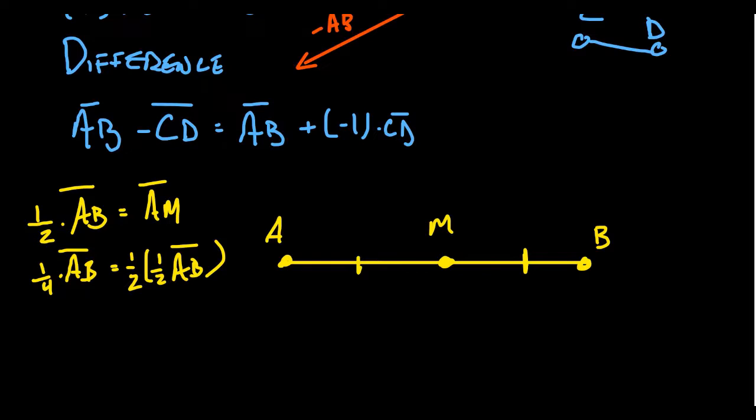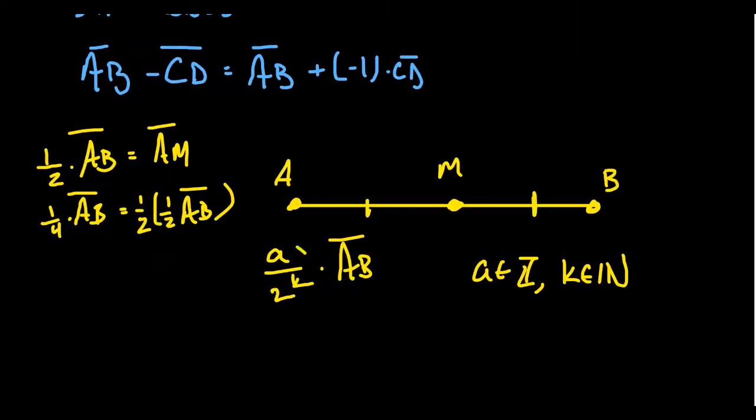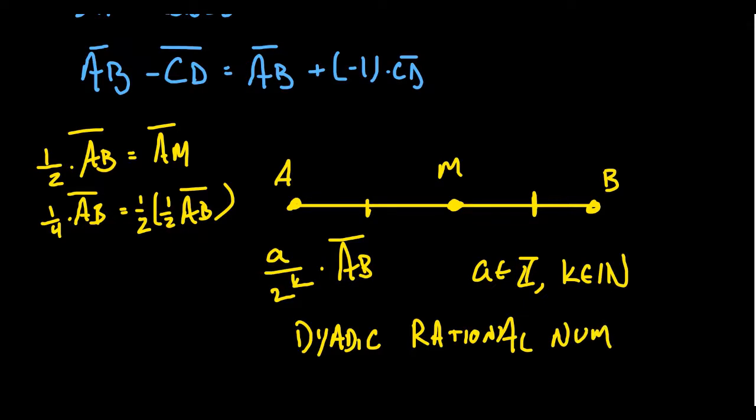And so in general, you can take anything of the form a over 2 to the k times AB here, where in this situation we're going to have that a is an integer and k is some natural number. It's a power of 2. And these numbers right here, these numbers a over 2 to the k, this is what we refer to as a dyadic rational number. So rational numbers, of course, are ratios of integers. And our numerator can be any integer you want, but the denominator can only be a power of 2. We can't necessarily take 1/3 of a line segment, at least not in congruence geometry.